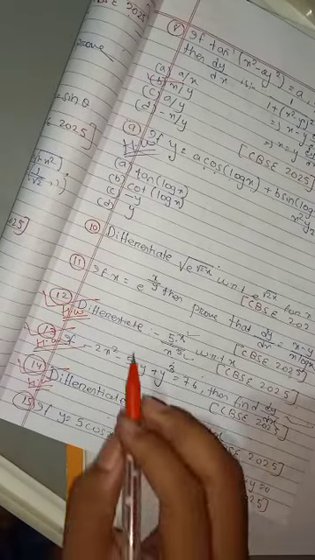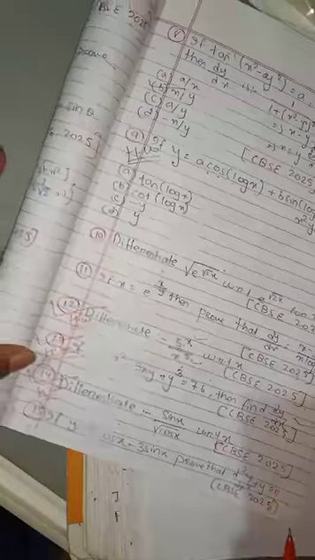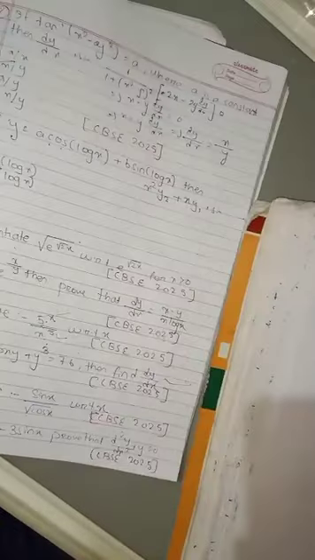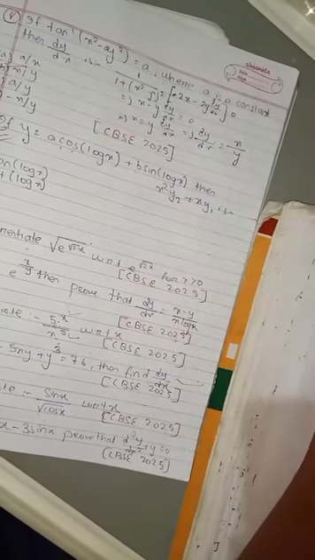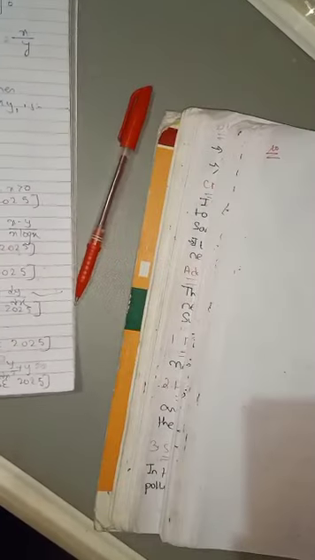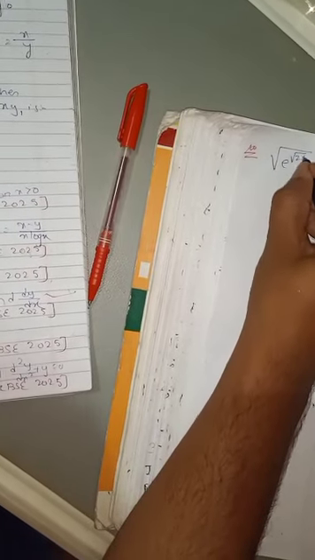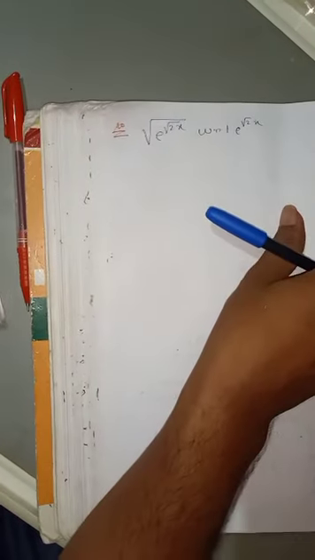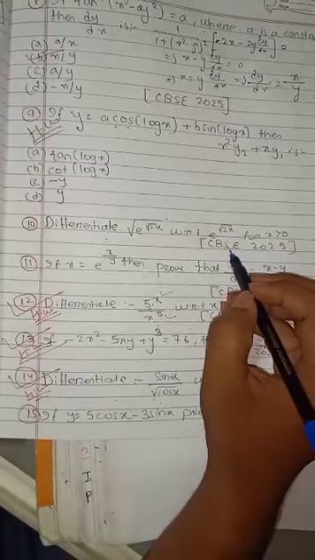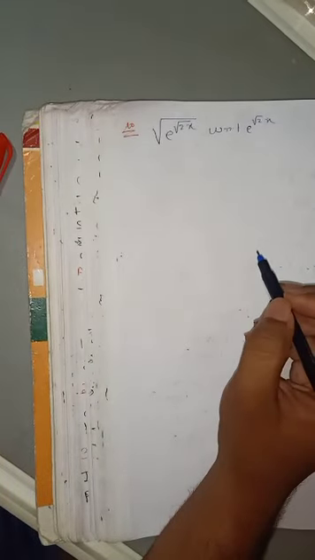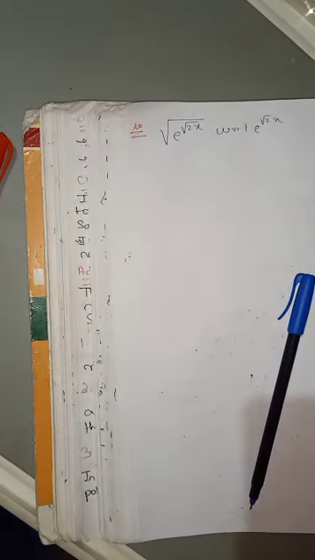Question number 10. Differentiate root e to the power root 2x with respect to e to the power root 2x. This question came in CBSE 2025. Okay, then how can you solve it? Tell.